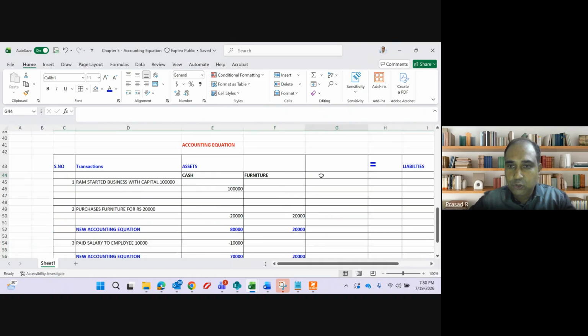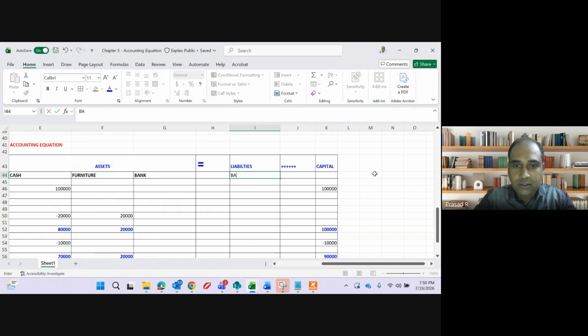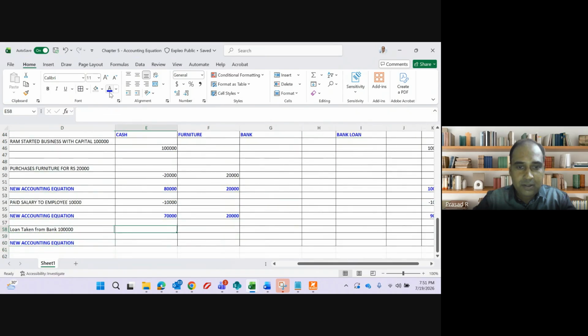So I will introduce one more asset called bank here. This will come under the category of assets. And in liabilities, I will introduce a new liability called bank loan. Clear, guys? Any doubt? How does this transaction have to be recorded? My bank account will increase by 1 lakh rupees, and my bank loan will also increase by 1 lakh rupees.